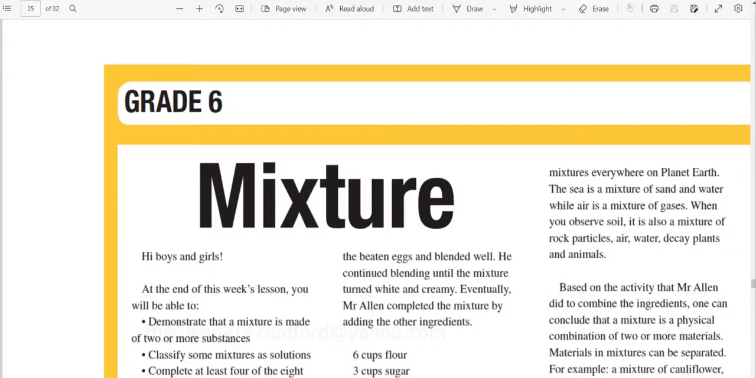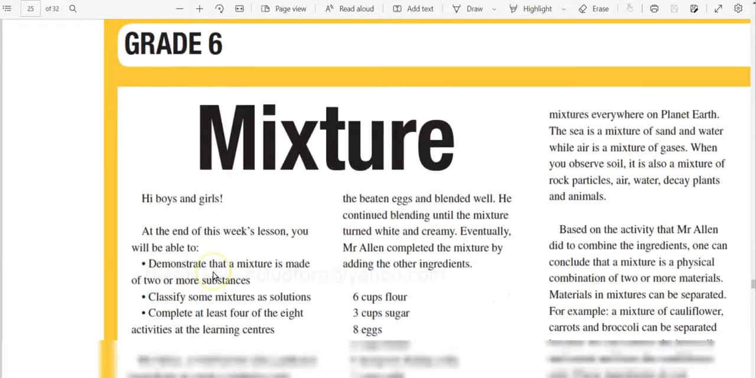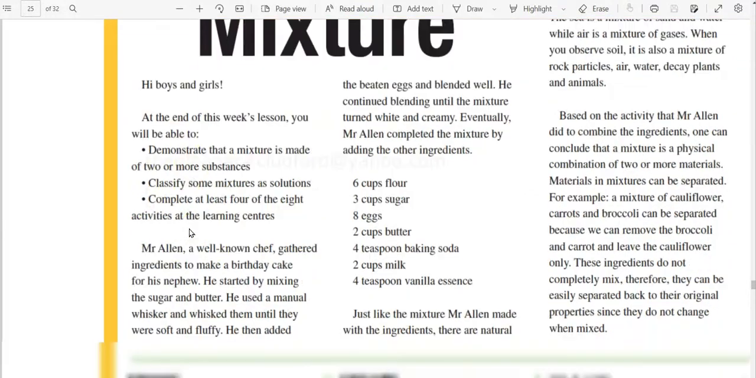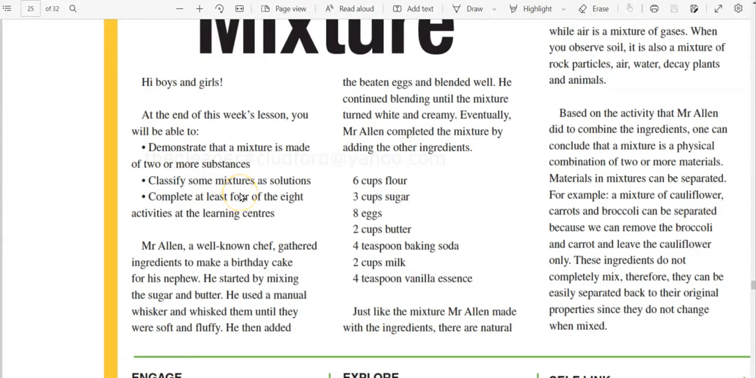In this episode, we look at the topic mixtures. Hi boys and girls, at the end of this week's lesson, you should be able to demonstrate that a mixture is made up of two or more substances, classify some mixtures as solutions, and complete at least 4 of the 8 activities at the learning centers.